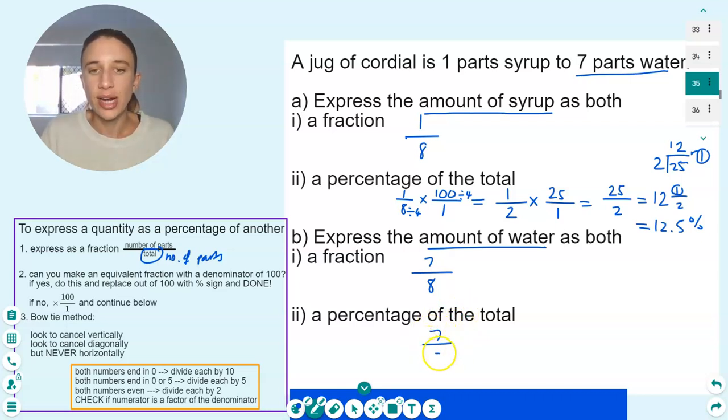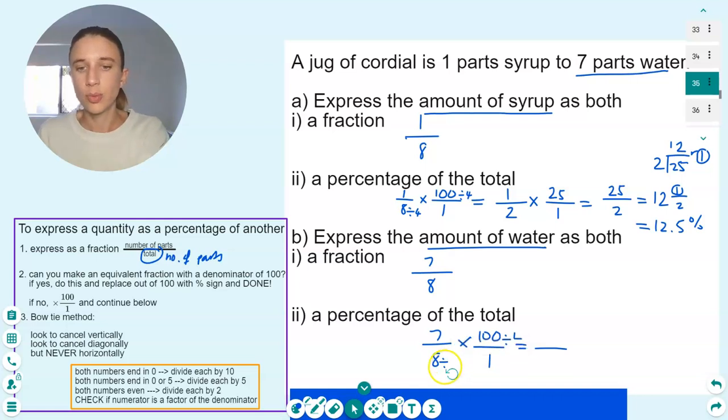A percentage of the total. Okay, so we do the fraction, and we know that 8 could not be written with a denominator of 100. Sadly, 8 is not a factor. So we're going to times it by 100 on 1 and look to simplify again. Can't do anything vertically. Can't do anything vertically on the right, but we can here because they're both even numbers. And before we realized that 4 was a factor of 8 and 4 is also a factor of 100. Why did I write 2 when I meant 4?